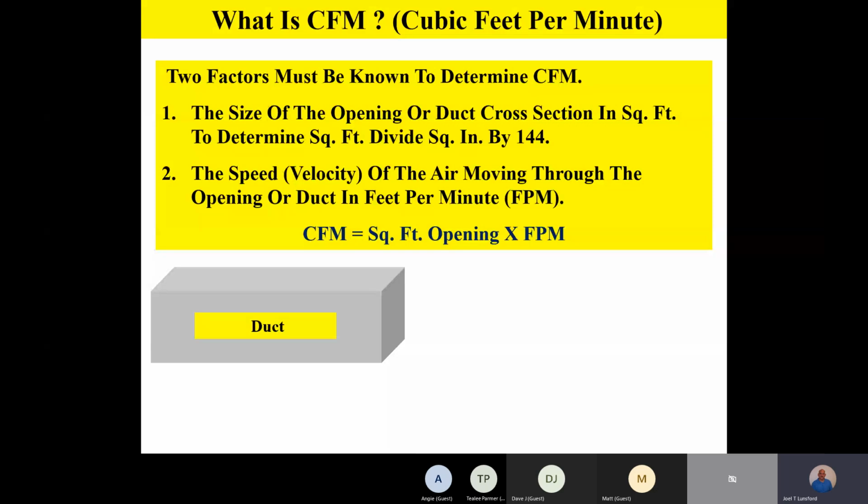But now hang on a second, we're not done with that. We always have to find square feet. So we take that number and divide by 144 to get square feet. In our example, an 18 by 26 duct is equal to 468 square inches divided by 144 equals 3.25 square foot opening. Any questions or comments so far? Is everybody good?